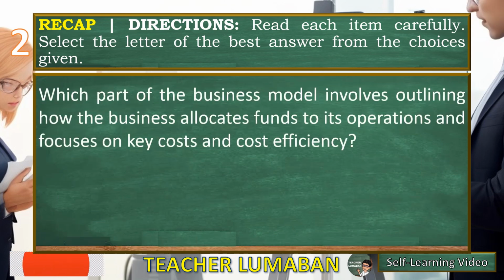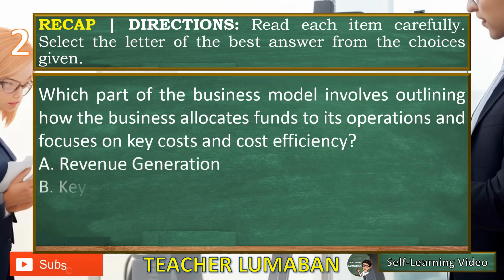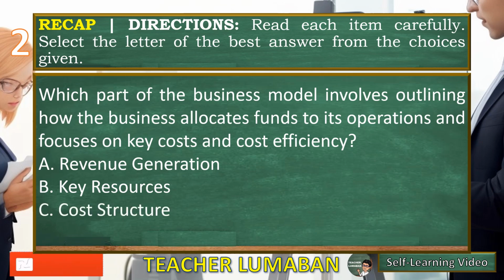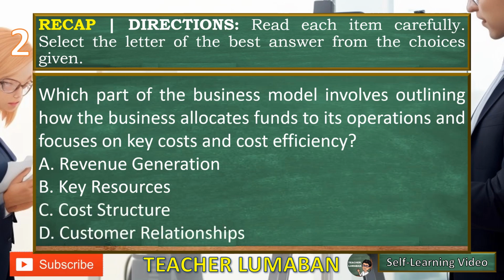Which part of the business model involves outlining how the business allocates funds to its operations and focuses on key costs and cost efficiency? A. Revenue generation. B. Key resources. C. Cost structure. D. Customer relationships.